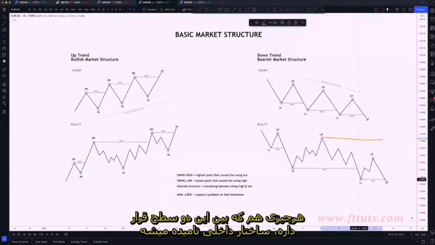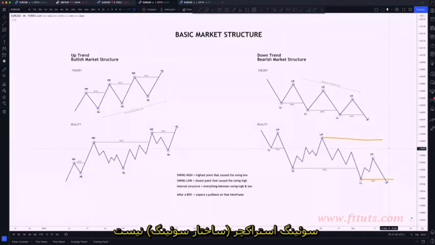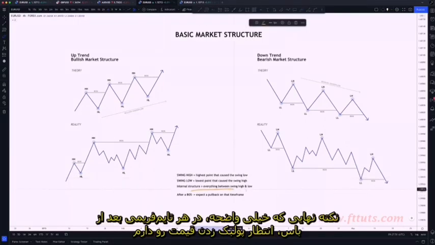Then again, everything that's in between that low and that high is all just internal structure, okay? It's not swing structure. And the final point is, again, a very simple one, but after a break of structure, we always expect a pullback on that time frame.